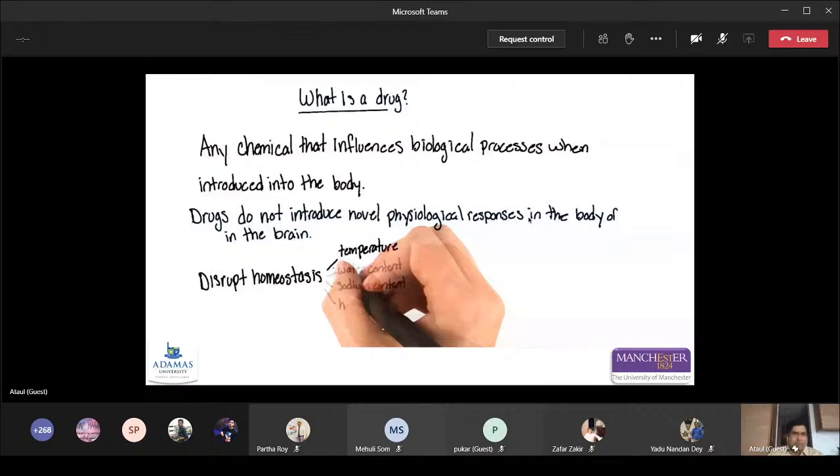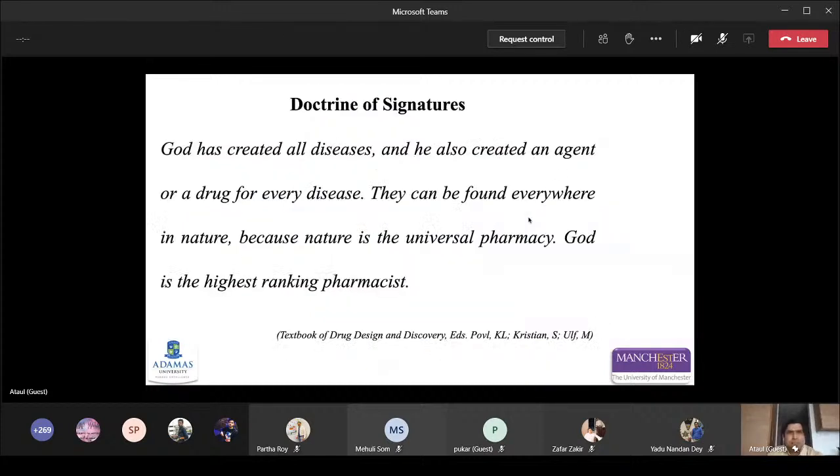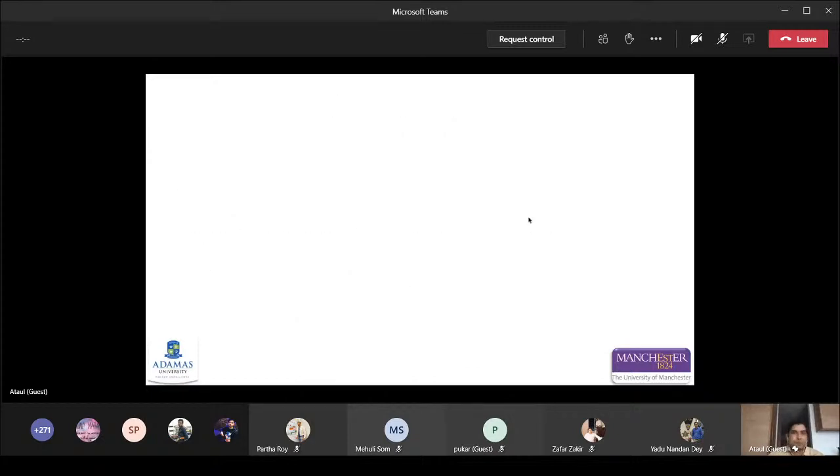This is related to what is known as the doctrine of signatures. It says that God has created all diseases, definitely, and he also created an agent or a drug for every disease. They can be found everywhere in nature, because nature is the universal pharmacy and God is the highest ranking pharmacist. So this is absolutely true.